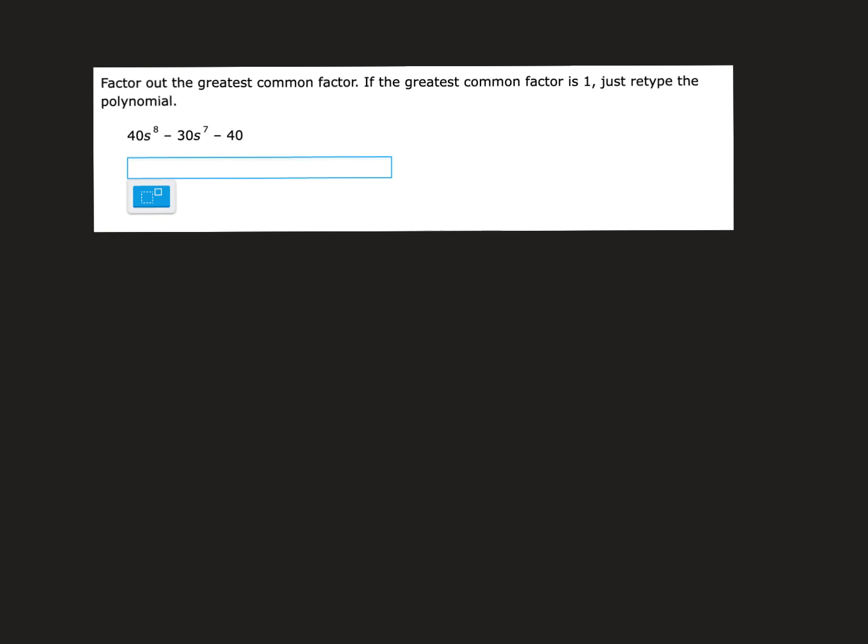And last one here, so I got 40 s to the 8th minus 30 s to the 7th minus 40. So what do they all have in common? 40, 30, and 40 all have 10 in them. We'll factor out a 10. The first term is 8 s's, the second term is 7 s's, the last term is no s's. And as far as what they all have in common, they don't have any s's in common, since this one doesn't have any s's to take out. So all we have to take out is 10.